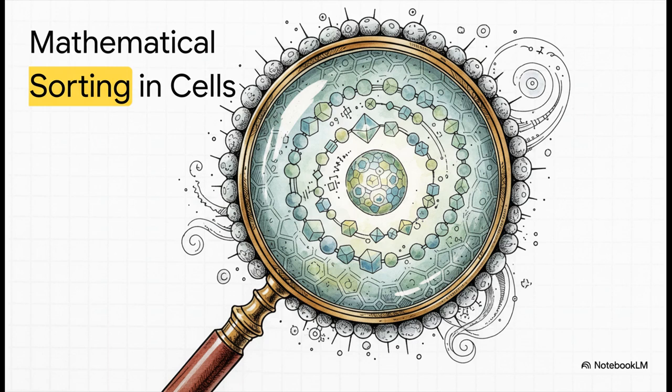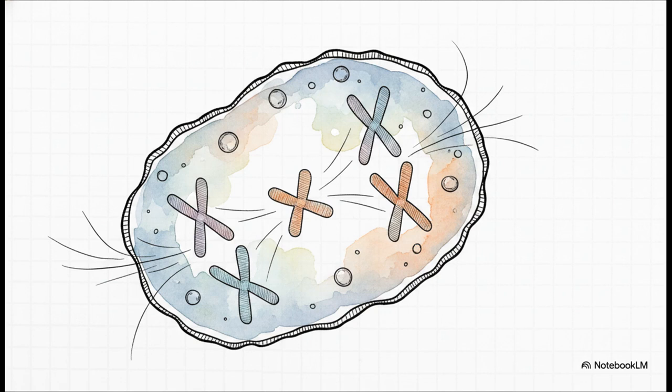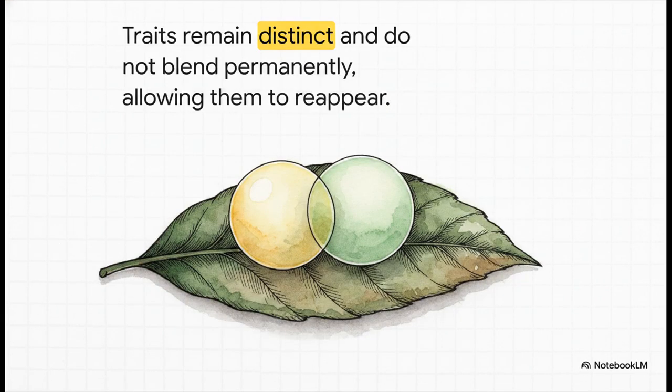So, what's the real biological insight here? Why does this mathematical sorting happen inside living cells? Well, it all comes down to meiosis. That's when homologous chromosomes physically pull apart to form gametes. Because of this physical separation, traits don't just blend together forever. They stay distinct and can reappear later.